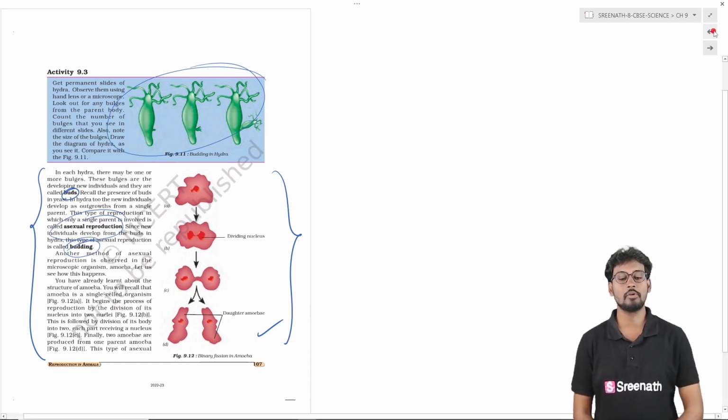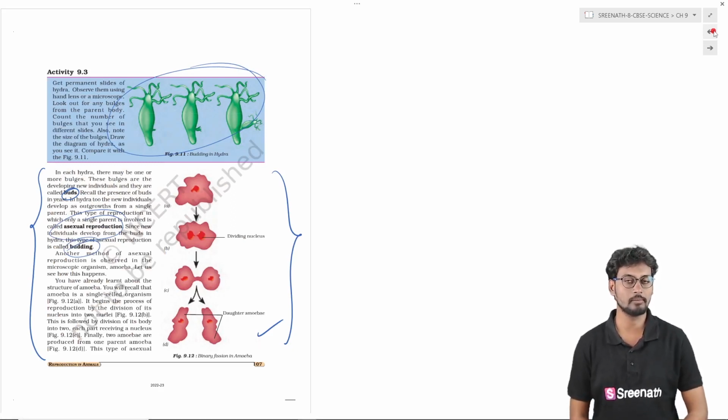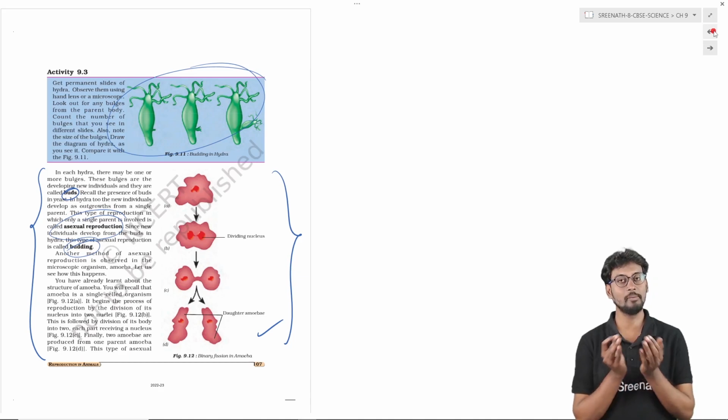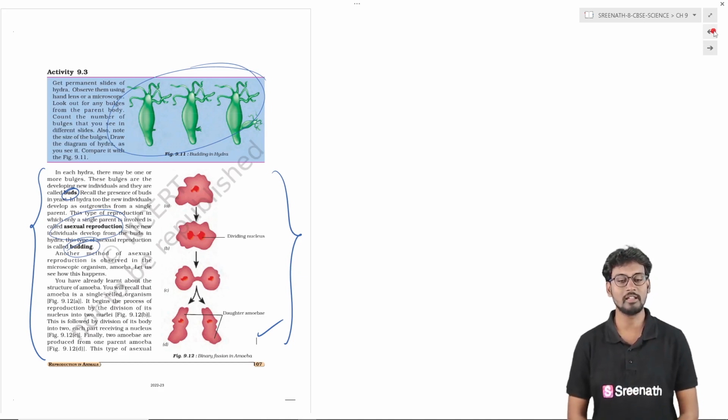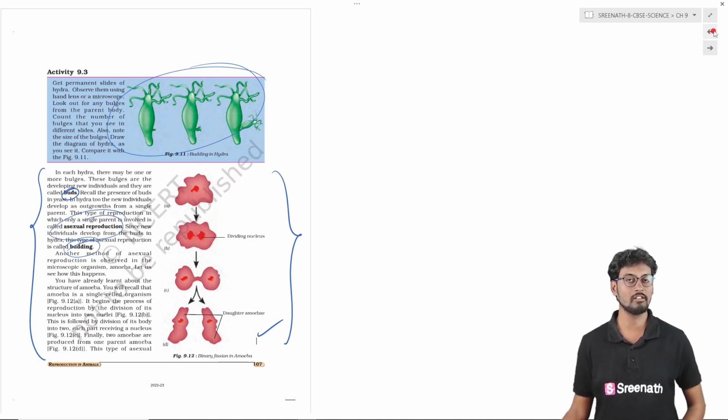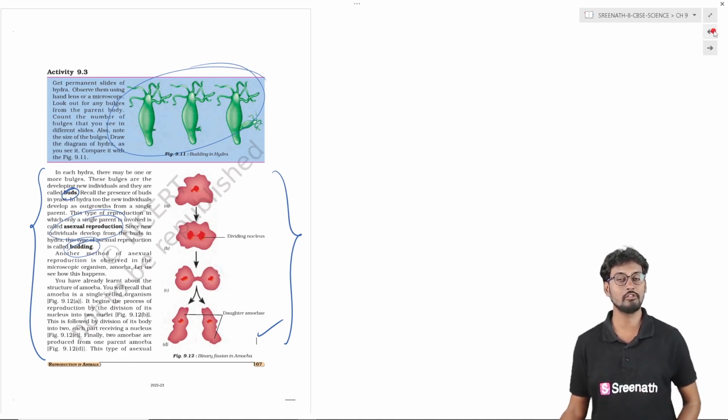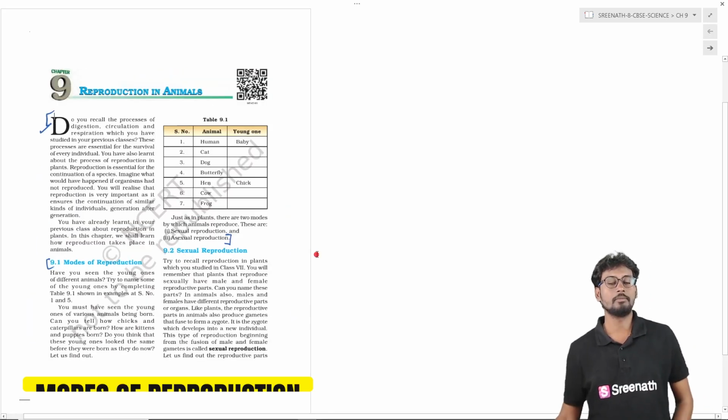So asexual reproduction is a process where the parent cell is divided into two daughter cells, and there is no involvement of other cells. The daughter cells are exact clones or replicas of the mother cell. Asexual reproduction is very common in lower organisms like amoeba and Hydra, and binary fission is also observed in bacteria.